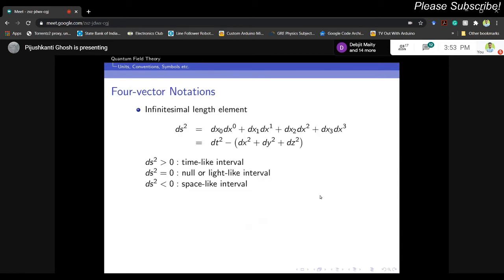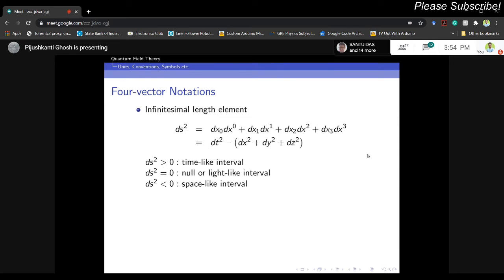Now from the previous projection we found that x1 is equal to minus x1, x2 is equal to minus x2, x3 is equal to minus x3. So I am using that here, and you get this infinitesimal length element in your familiar form. We are using natural units, so there is no velocity of light. Basically you get c square dt square minus dx square plus dy square plus dz square. In natural units, the velocity of light is equal to 1, so it's not there.